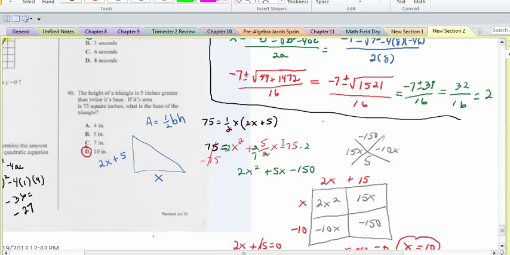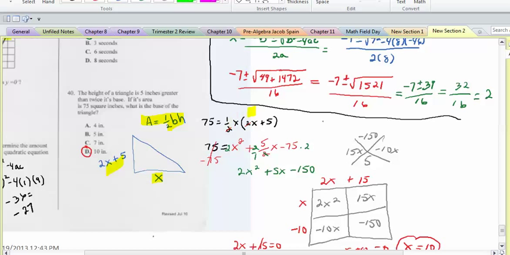Okay, so you might want to stop that and really look and see what I did. I plugged this all in to this equation here. So that's where the x came from, right here. And this came from right over here. That was my base and my height.